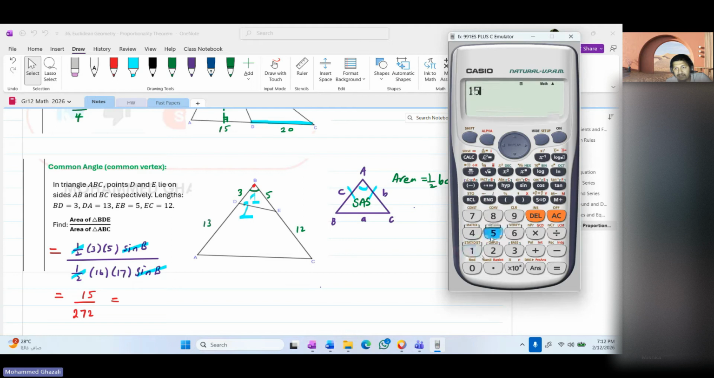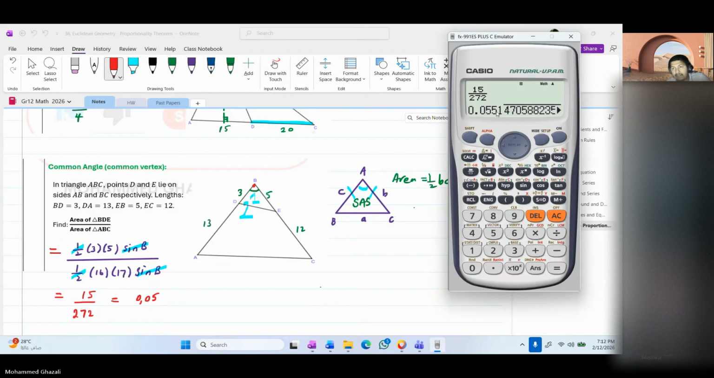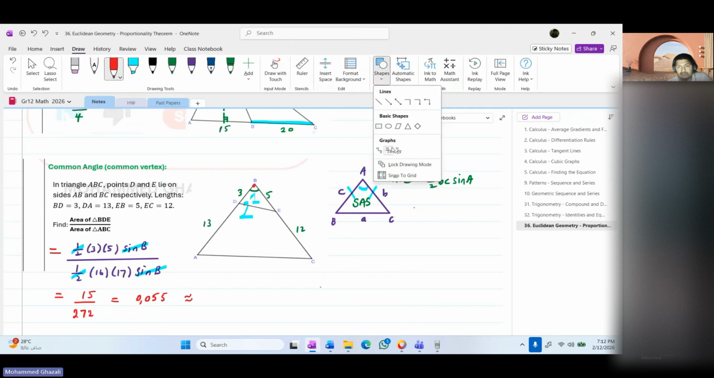What is 15 over 272? 0.055. Please don't write those as percentages, I'm just trying to explain to you. You're going to leave your answer like this. Yeah, you can leave your answer as 0.055, but avoid that. Leaving your answer as a fraction is better.